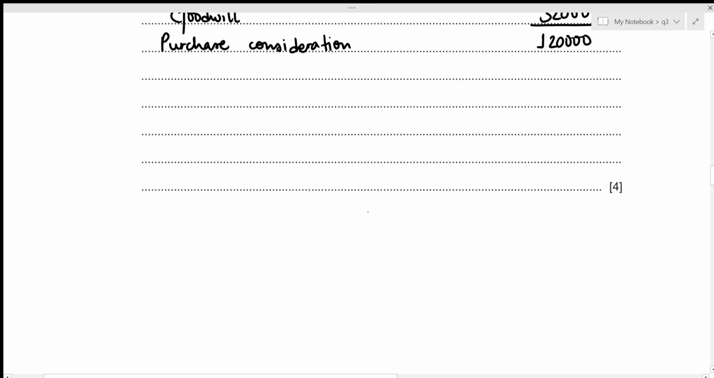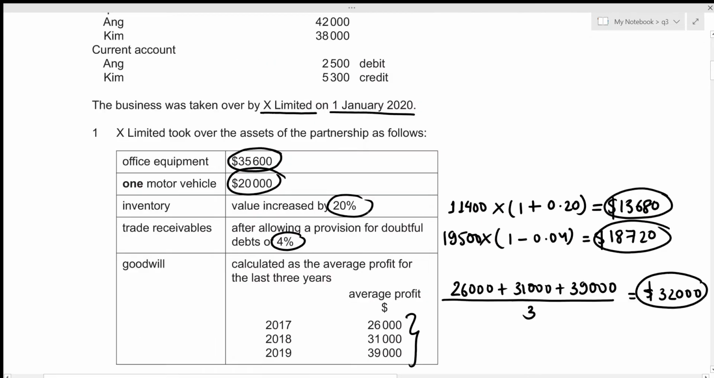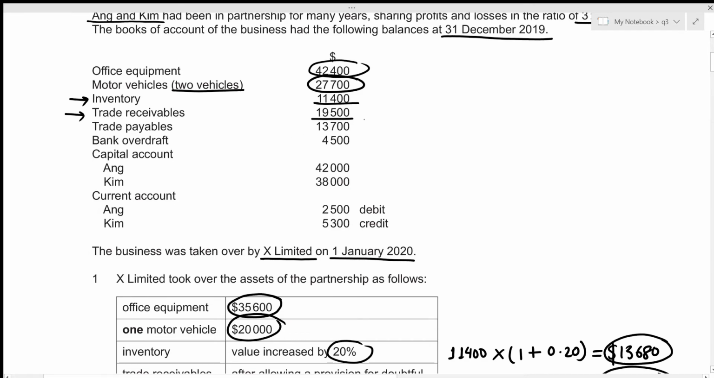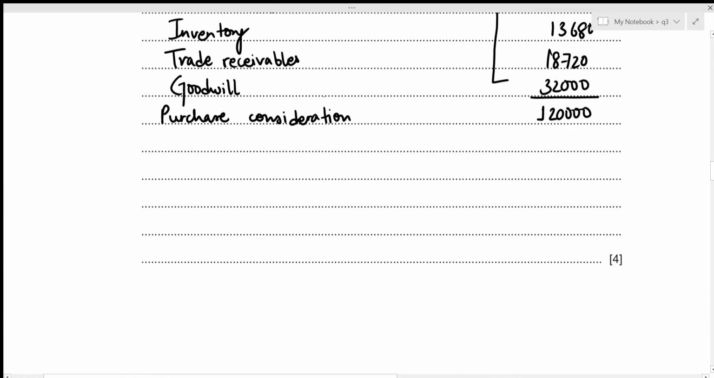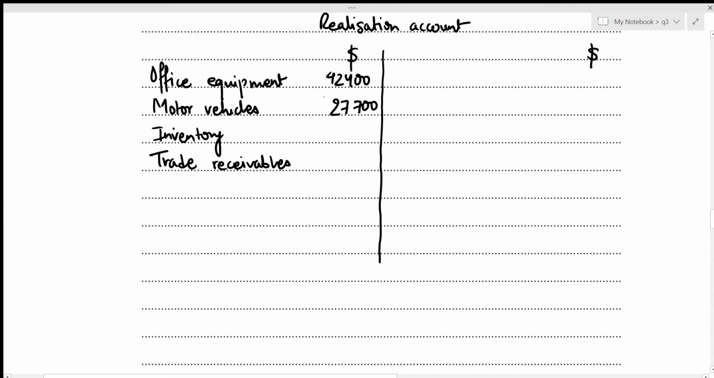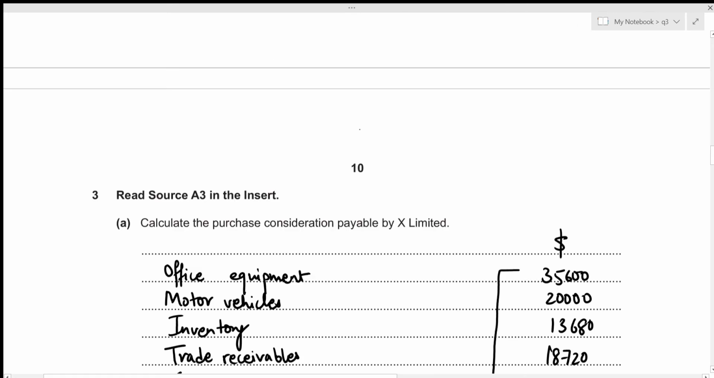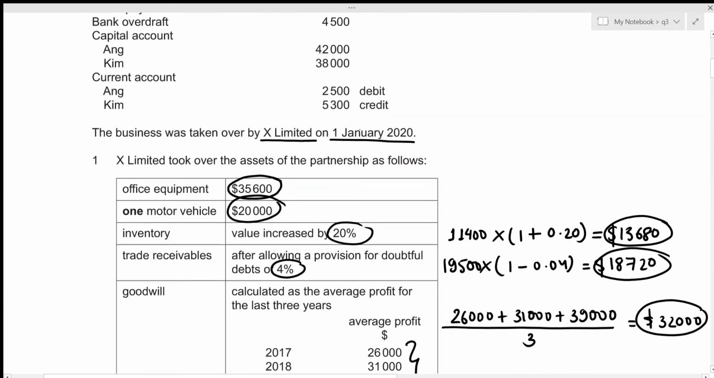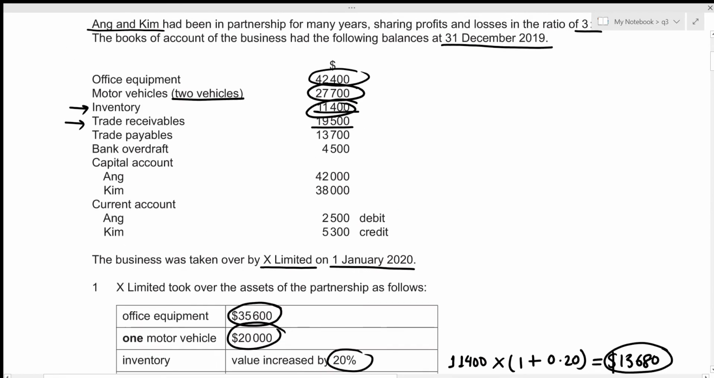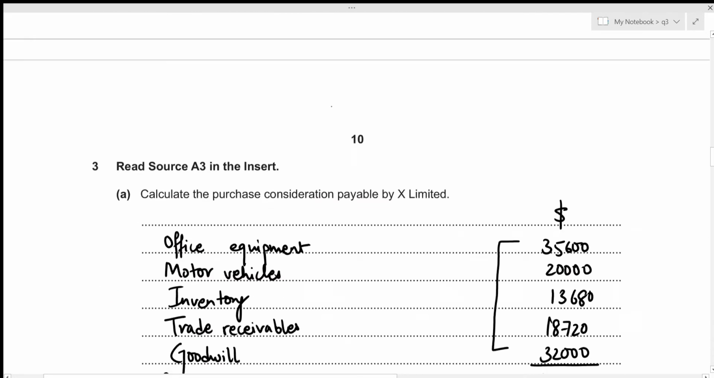Okay, then we need to record the value for our inventory. So inventory previously amounted to 11,400. Let's record this value as well. And finally, we have the trade receivables. And we can see that the trade receivables were valued at 19,500. Let's record this in our debit side.